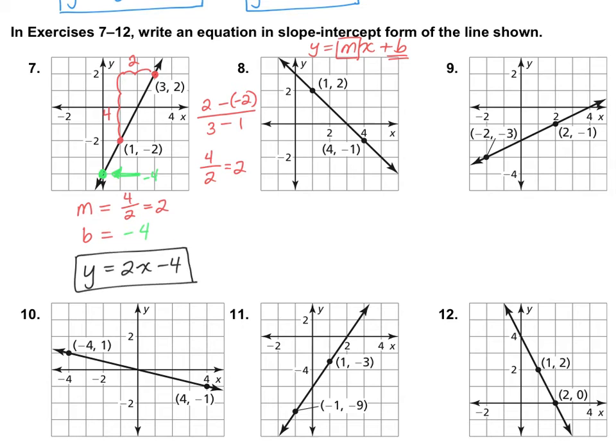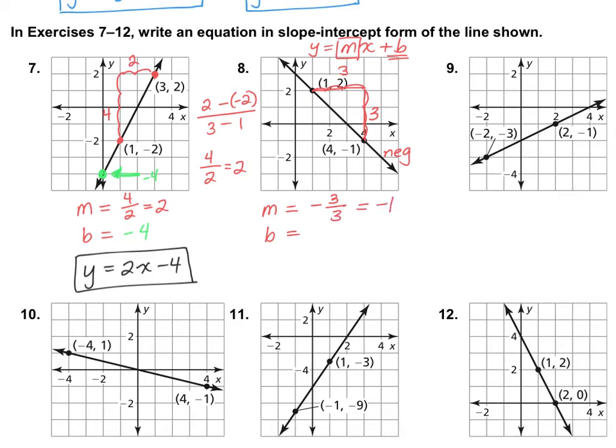Okay, let's take a look at number 8. I need to find my m, I need to find my b, and then I'll plug it in. So let's find the m first. I'm gonna make my stair step here. I'm gonna count 1, 2, 3 up and 1, 2, 3 over. And it's heading negative. We need to make sure that we note that. So it's negative 3 over 3, which simplifies to negative 1.